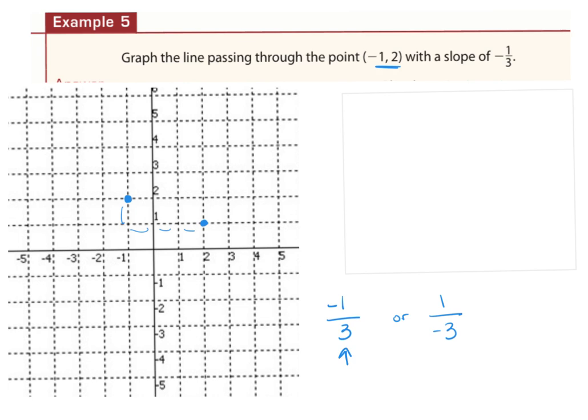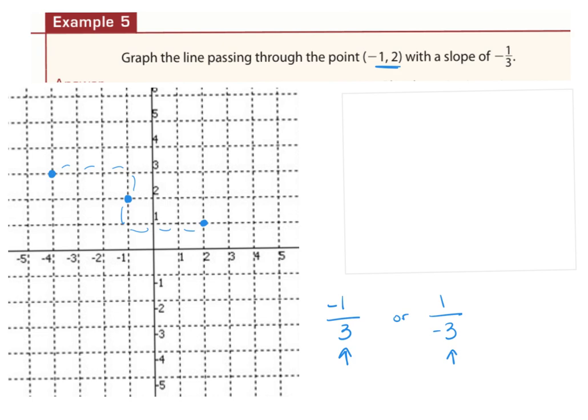Now, granted, with any two points I can graph a line, but just to show you that it's the same slope, we're going to graph the other point as well. This guy tells me a positive 1. Is that up or down? Up. So I'm going to go up, positive 1. And then a negative 3, left or right? 1, 2, 3. That gives me this point right here.